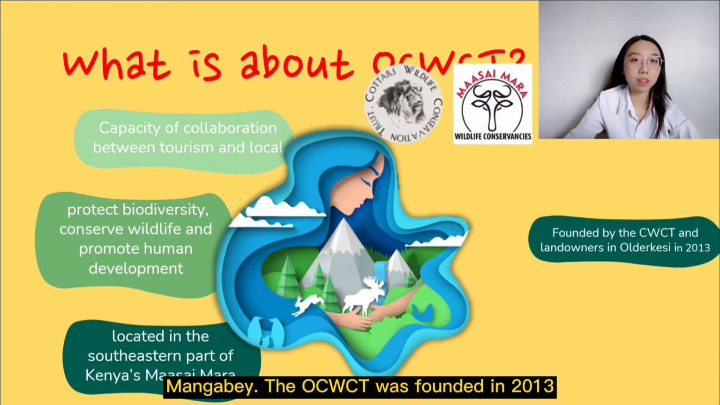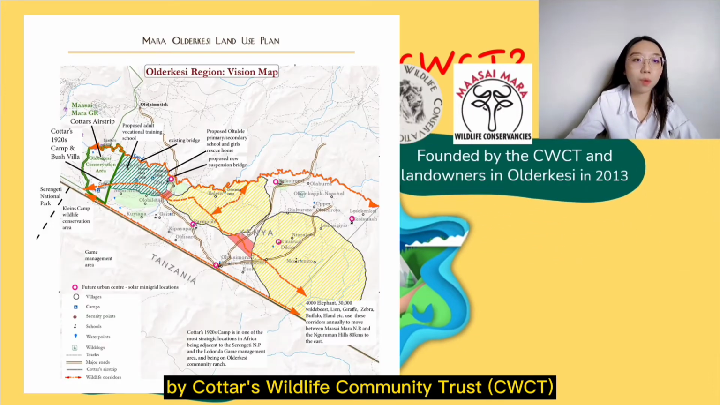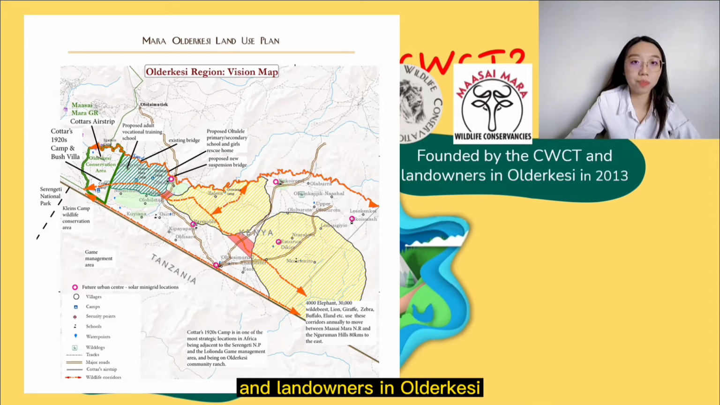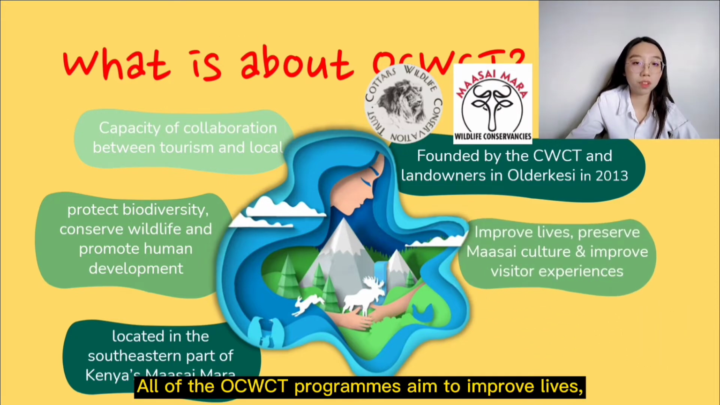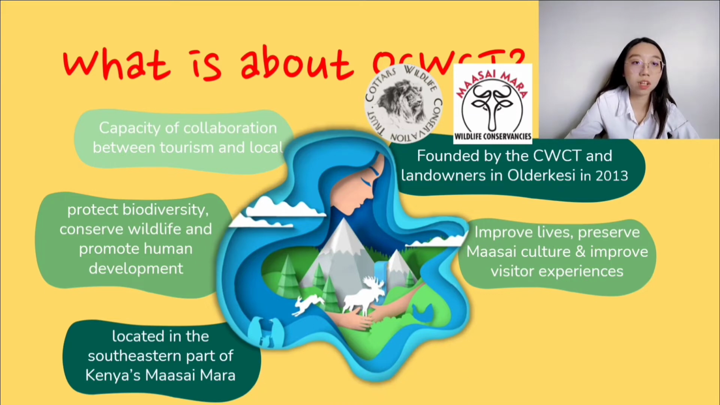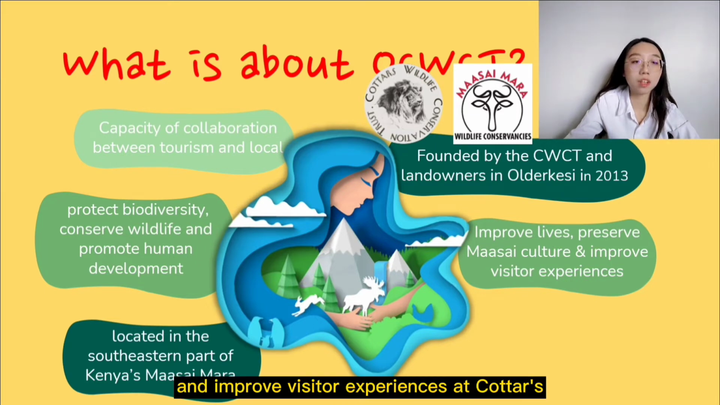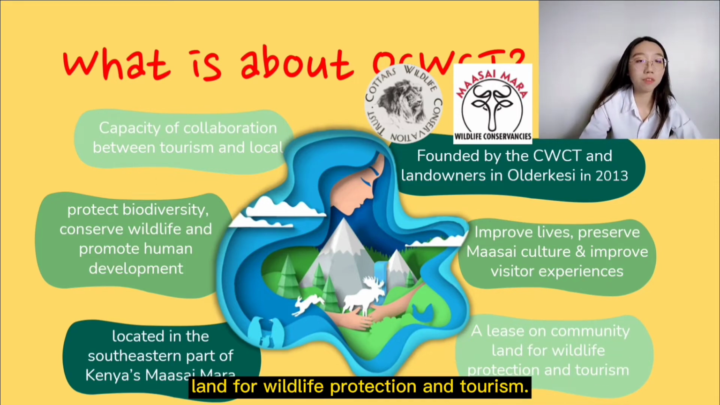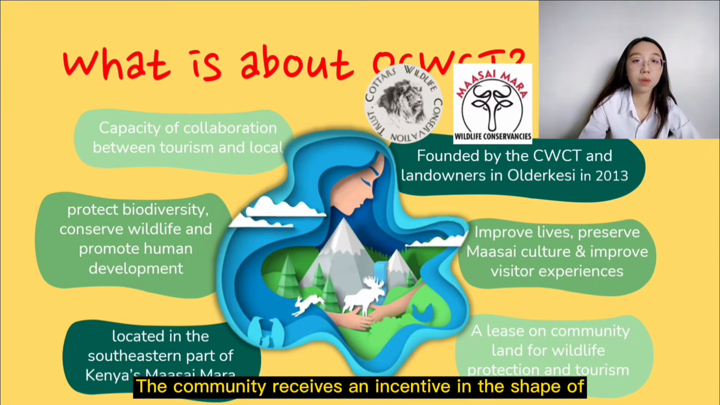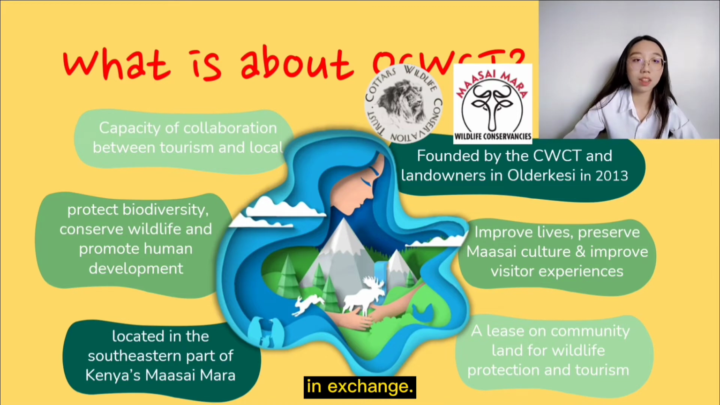The OCWCT was founded in 2013 by Kota Wildlife Community Trust (CWCT) and landowners in Odakeshi to enhance the livelihood of the Maasai community. All of the OCWCT's programs aim to improve lives, preserve Maasai culture, and improve visitor experiences at Kota's 1920s camps. OCWCT has leased community land for wildlife protection and tourism.